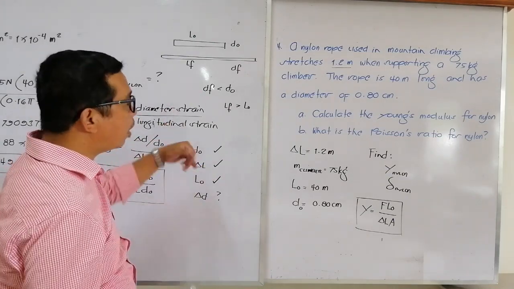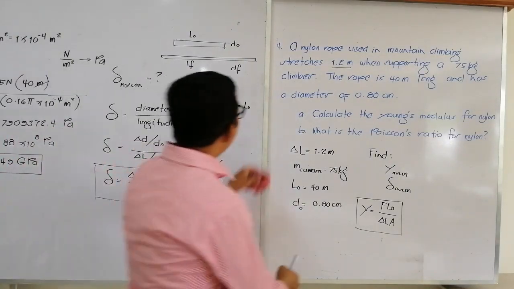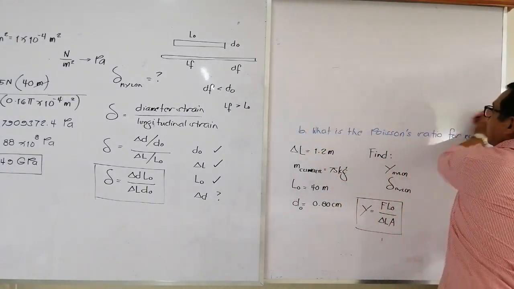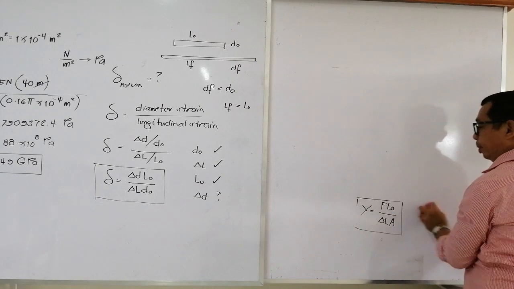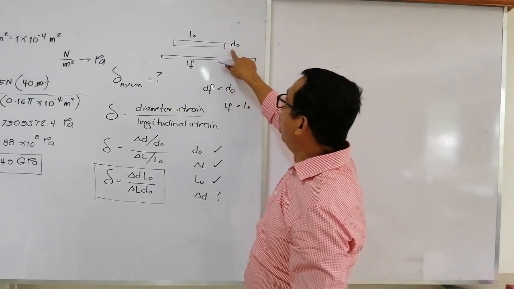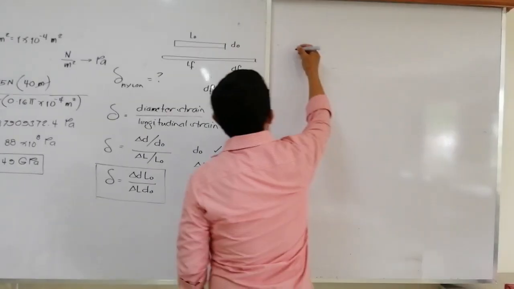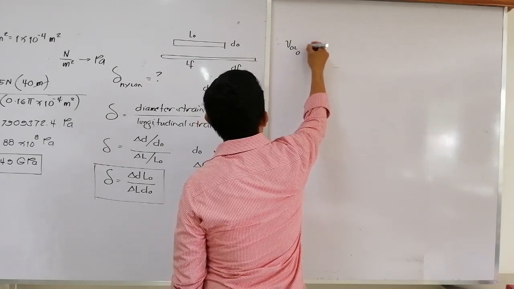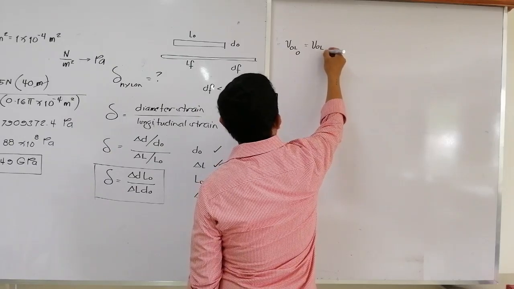Baliktad. Pero isang bagay yung dapat nating maalala. Ano yun? Despite na nagkaroon ng pagbabago sa haba at diameter, one thing has not changed. At yun ay, yung volume ng material. Yung volume niya on both occasions still remains the same. So, masasabi natin na yung volume before, originally, ay equivalent sa volume niya after, final.